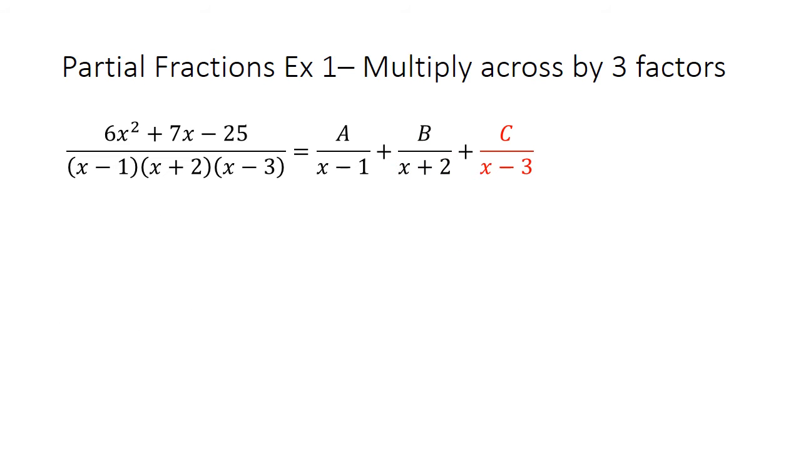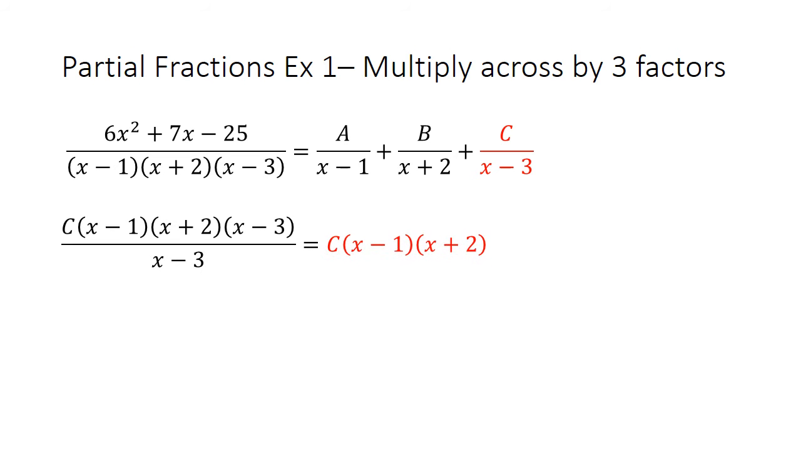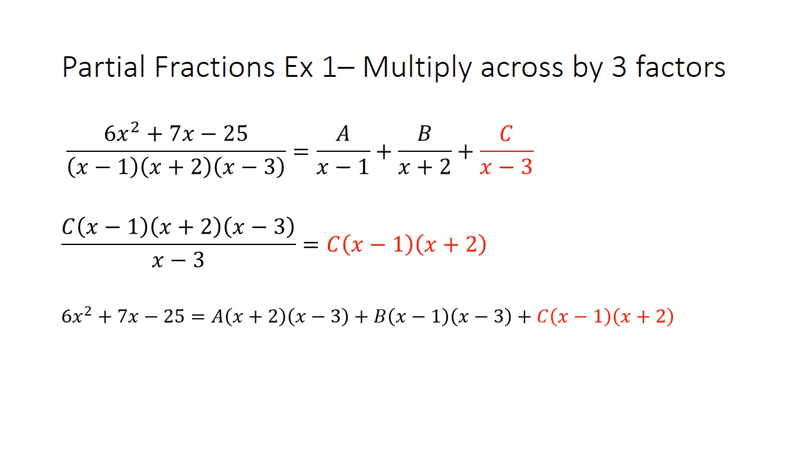We look at what happens when the final term is multiplied by the three linear factors. There's an x minus 3 above and an x minus 3 below, so they cancel. And the arbitrary constant C is multiplied by the other two linear factors. And that gives us the final equation, which is transformed. And now we will be able to work out the arbitrary constants using this transformed equation.